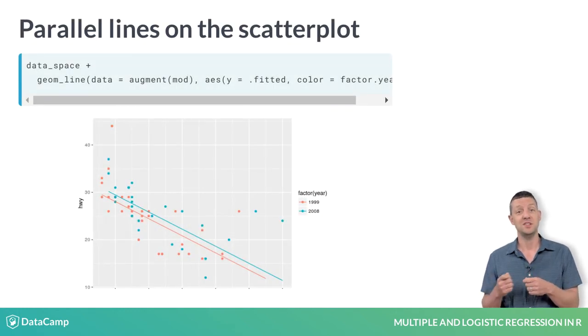Finally, we can use the geom_line function to put the two lines on the scatterplot that we created previously. We need to tell geom_line to plot the fitted values rather than the observed values, and those values only exist in the augmented model object that we created previously.